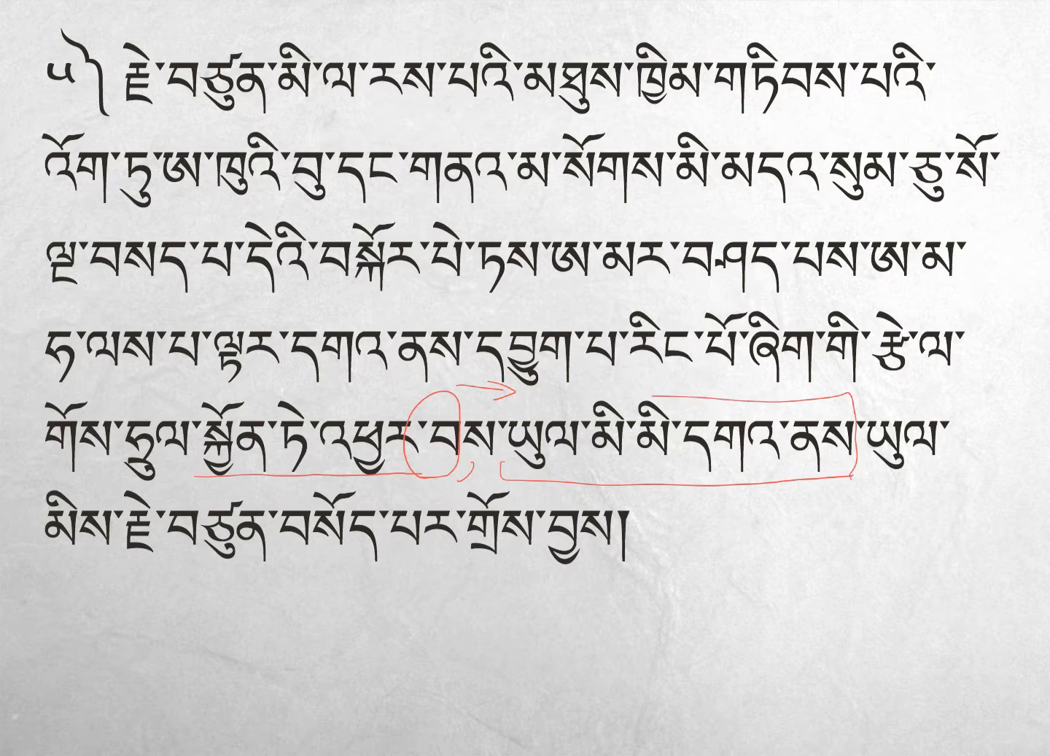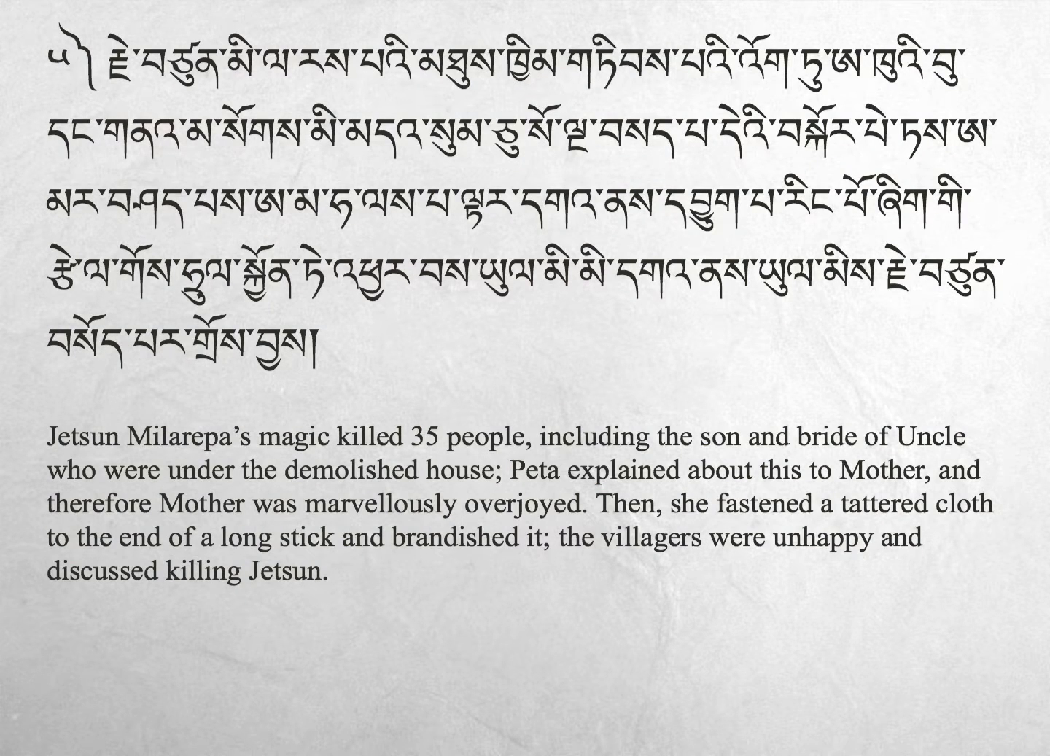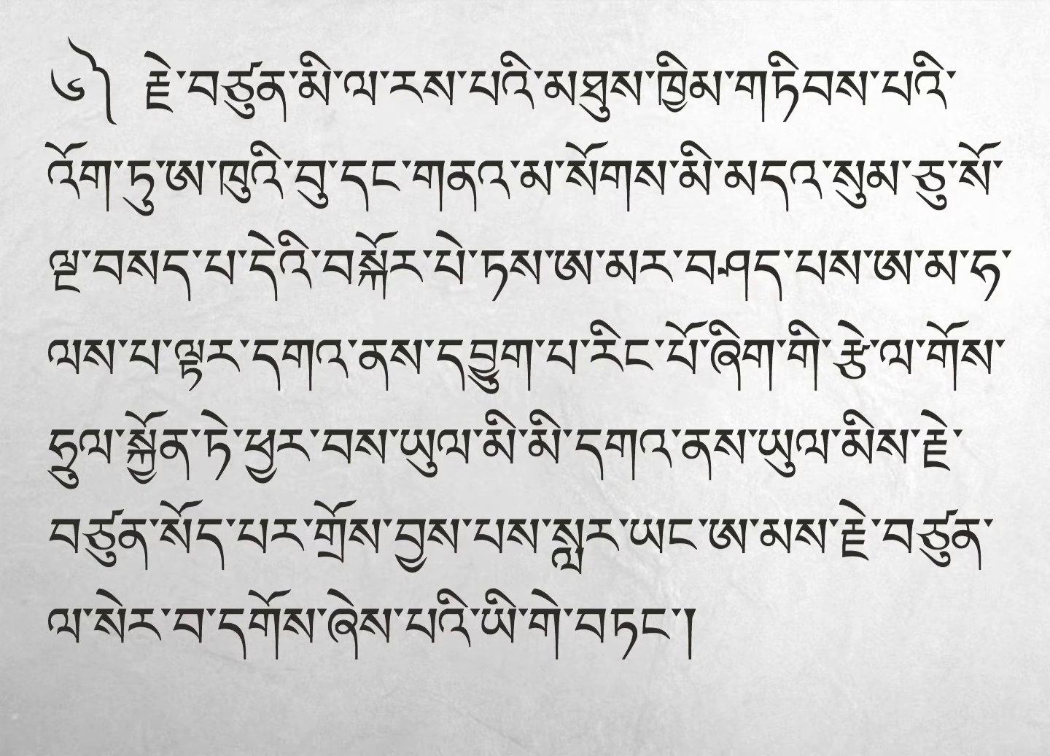let's read up to the next verb and the ne. The villagers, Yulmi, Miga, they were unhappy. And then the villagers, in the third case, they consulted with each other. They discussed. What did they discuss? Killing Jetson. So the villagers were unhappy and they consulted with each other about the killing of Milarepa.